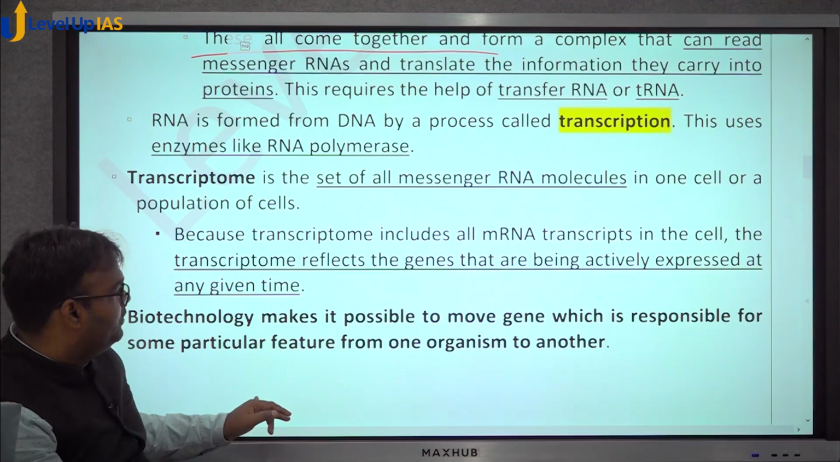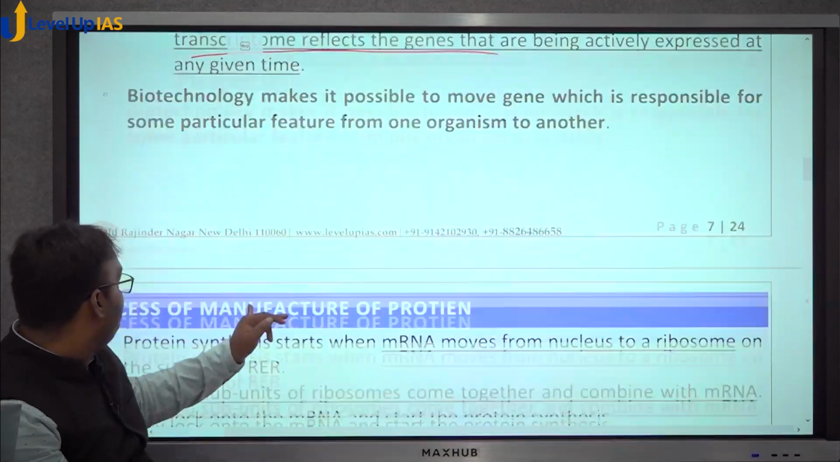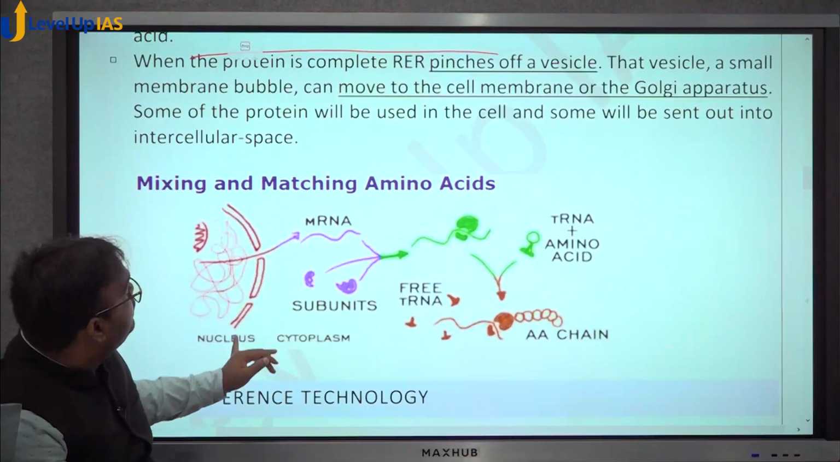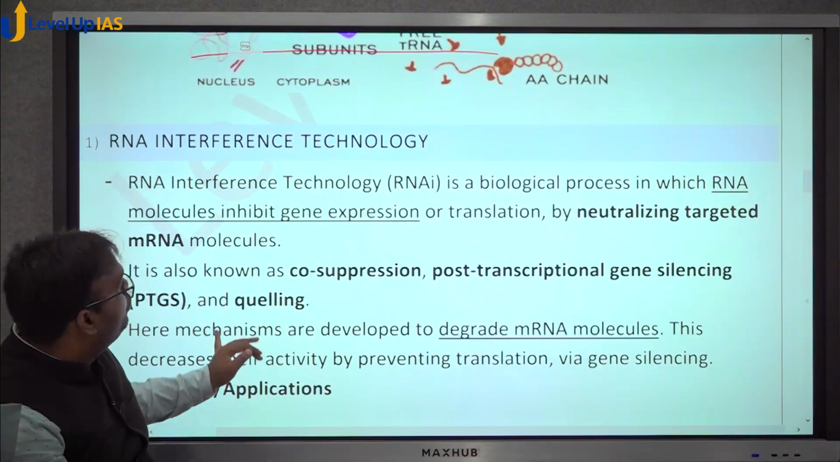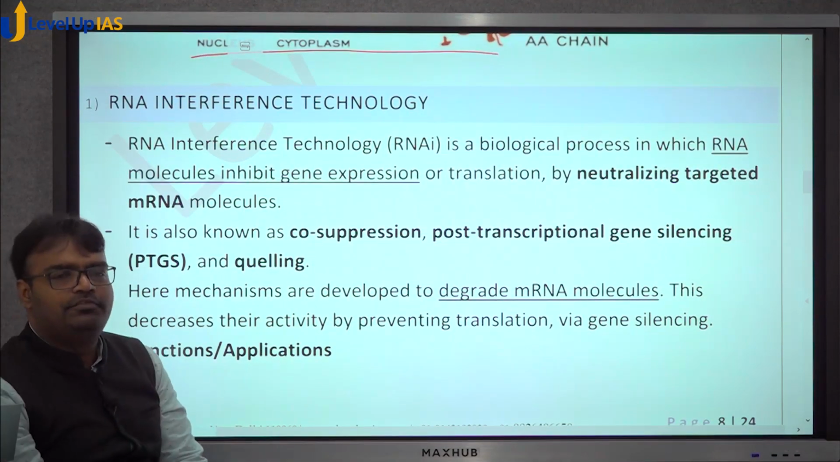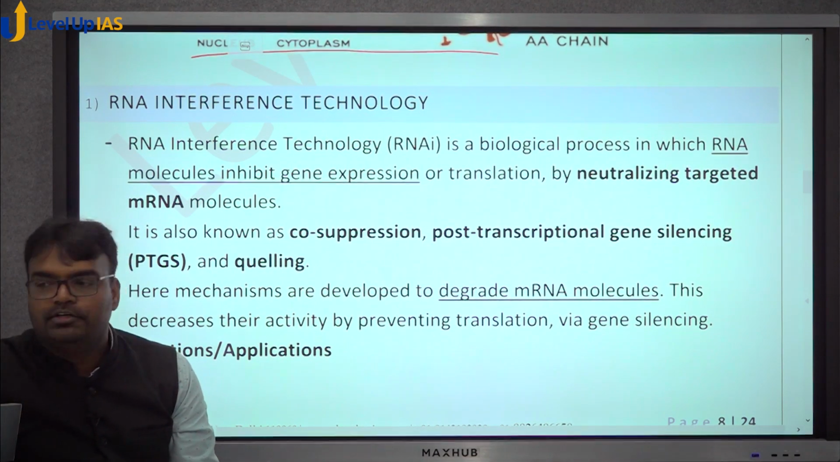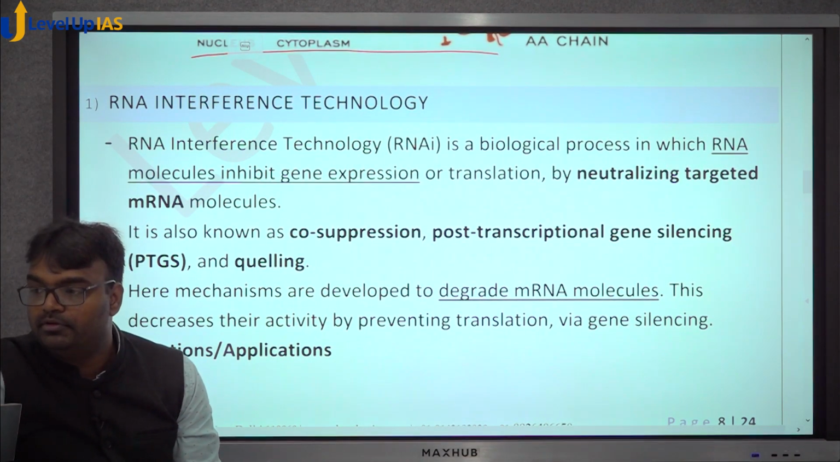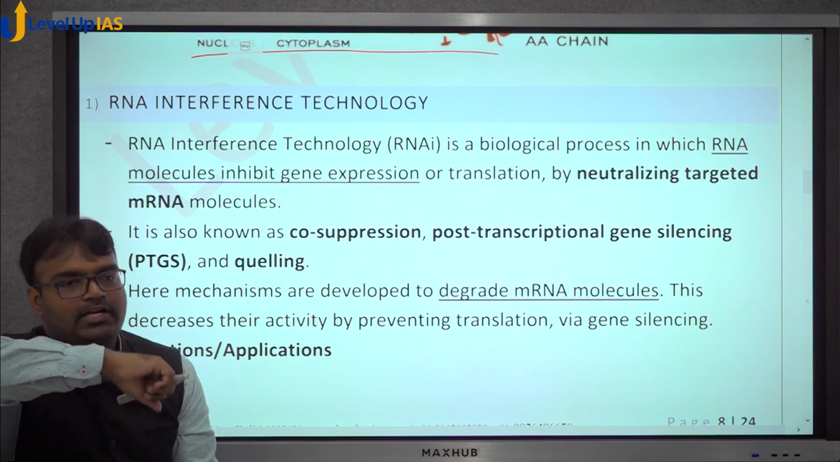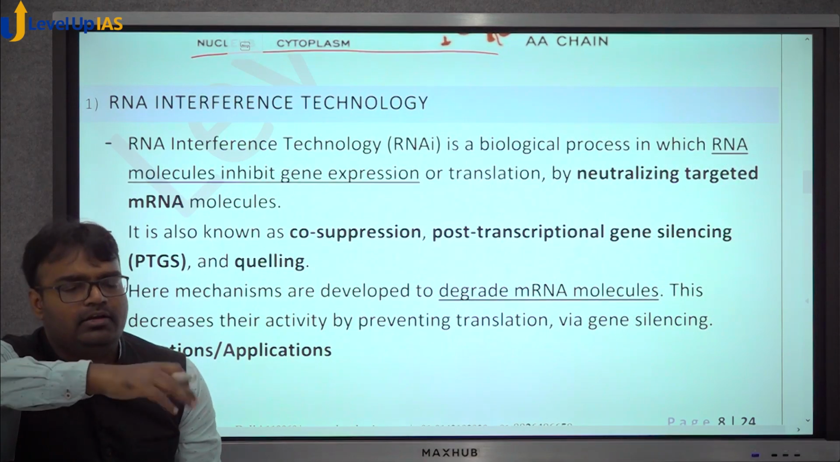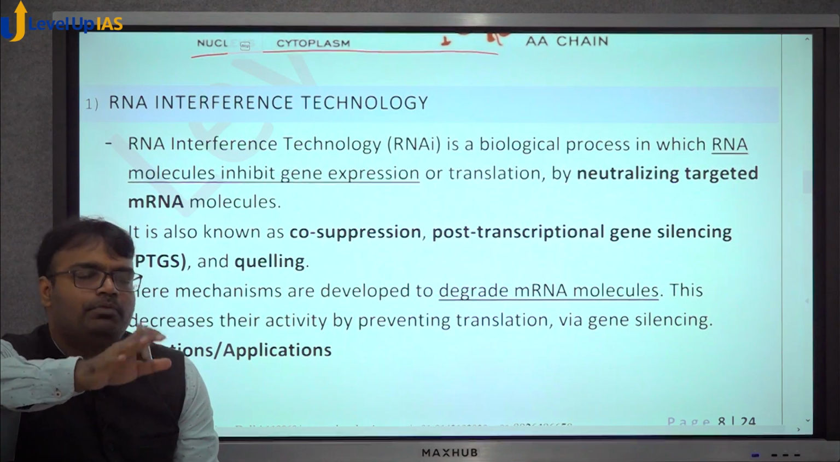Now, let's attempt some more questions. We have looked at the process of manufacturing of protein as well. Okay, let's also look at RNA interference technology before we go to attempt some more questions. Now see, you know what messenger RNA is. Now suppose there is one gene 1 in my body which is creating problems for me.